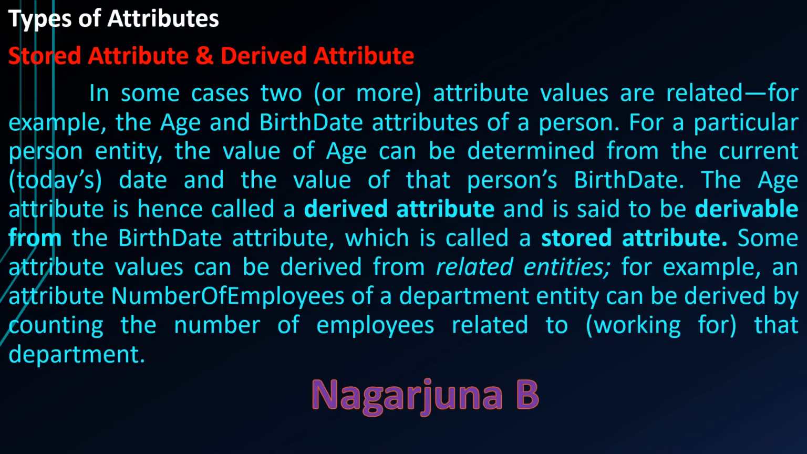Some attribute values can also be derived from related entities. For example, the number of employees working in a department entity can be derived by counting the number of employees who are working for that particular department. For example, to know the number of employees working for the computer science department, we count the employees who are currently working for the computer science department, and then we will know the number. So this is regarding stored attributes and derived attributes.